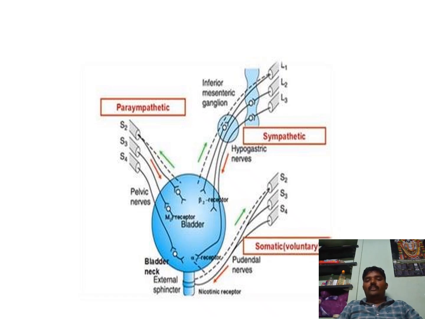Then we'll go for efferent fibers, means parasympathetic S2, S3, S4, to the urinary bladder. Then receptors. The detrusor muscle contracts, and the internal sphincter relaxes. On stretching, the external sphincter contracts and holds back the outflow of urine.